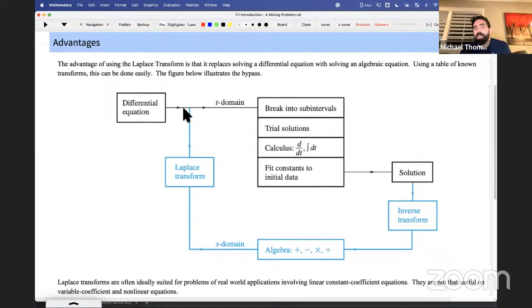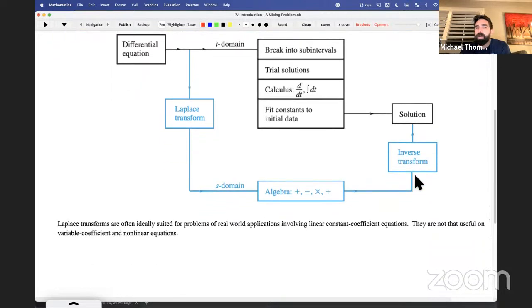So basically what we do is we just move into the S domain. We transform the differential equations, more specifically the IVP. You have to have an initial condition. Using the transform tables, solve a simple algebra problem, and then use the tables in reverse to get to the solution. All right, that okay?